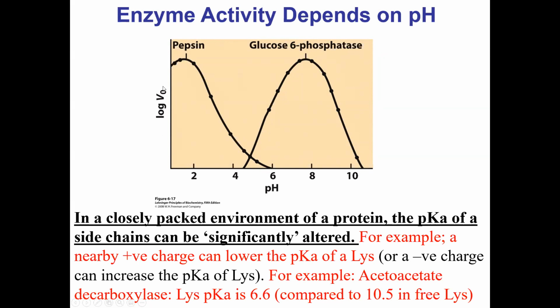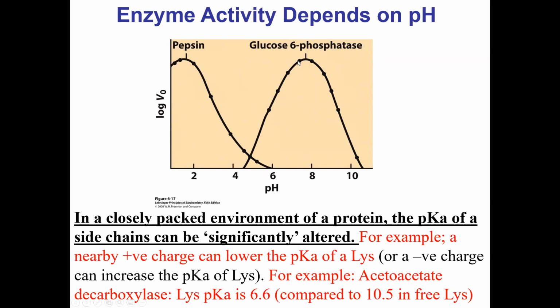So on the y-axis, you are basically plotting log of V0. V0 is the initial rate of the enzyme catalyzed reaction. And on the x-axis, you are measuring that rate at different pH values, and you are plotting it. And you can see that the rate is maximum for pepsin at around 1.5. For glucose 6-phosphatase, optimum pH is around 8. It works best at pH 8. Glucose 6-phosphatase is an enzyme that we will talk about. It is actually a very important enzyme of your liver cells, and it helps maintain glucose level in the blood between your meals.